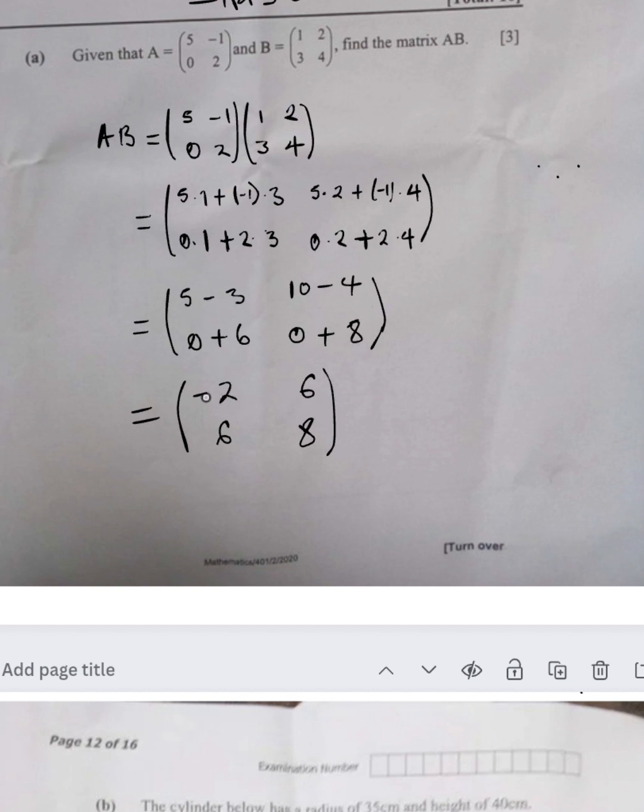The difference is 2. This should be positive 2. Okay. The difference is 2. This is 10 minus 4, which is 6, and this is 6 and 8.